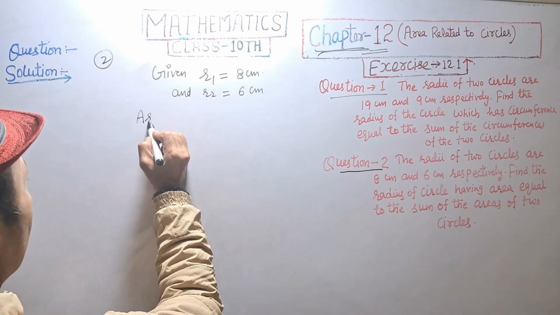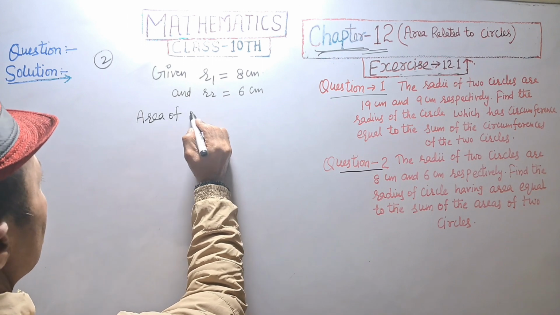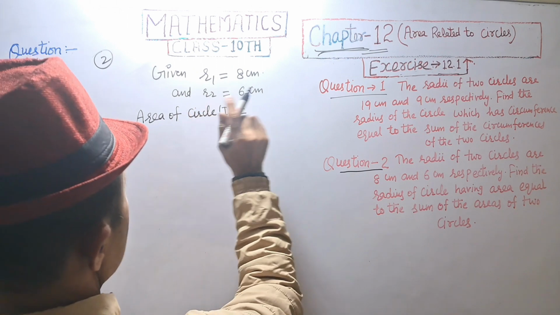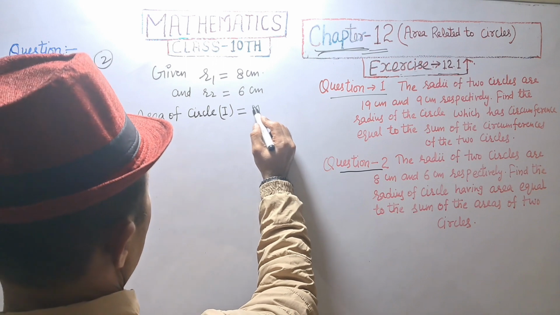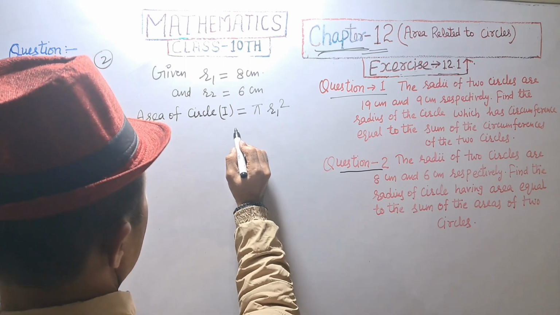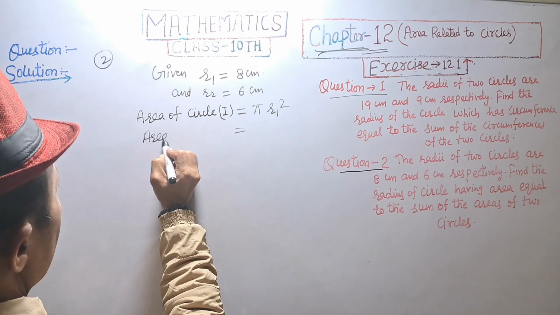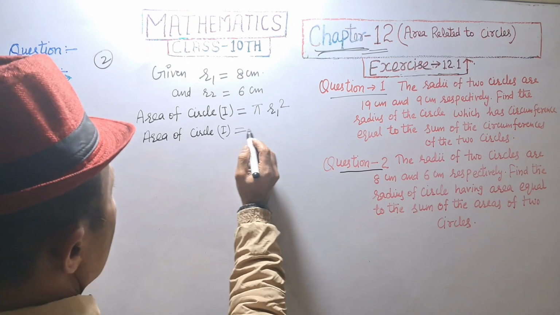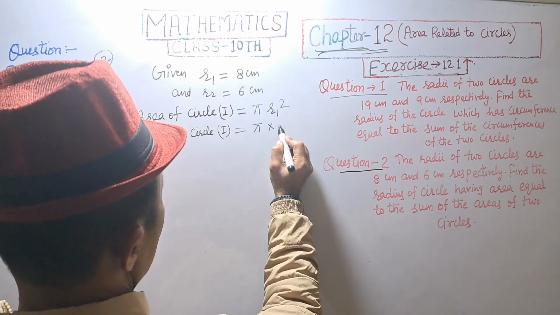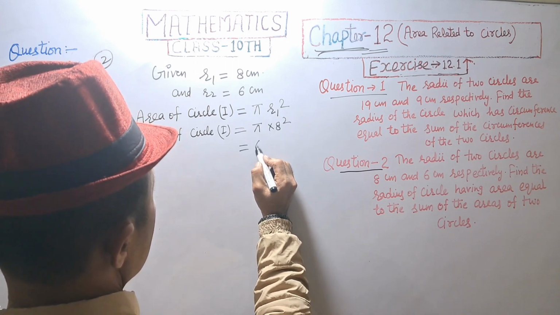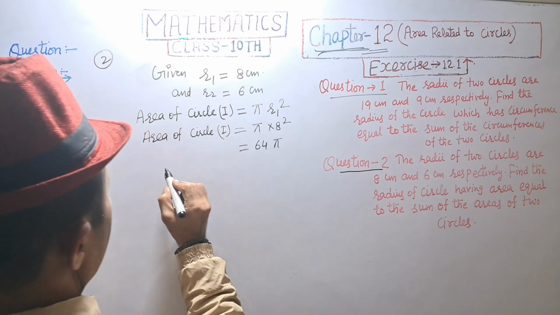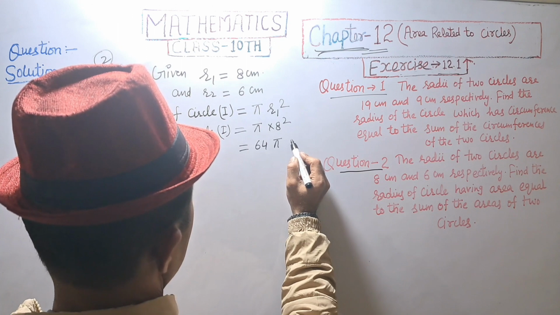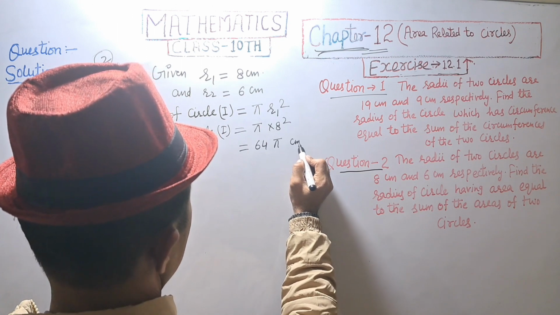We have given the radii, and area of circle 1, the first circle, is pi r1 square. Area of the first circle is pi into 8 square, that is equal to 64 pi centimeter square.